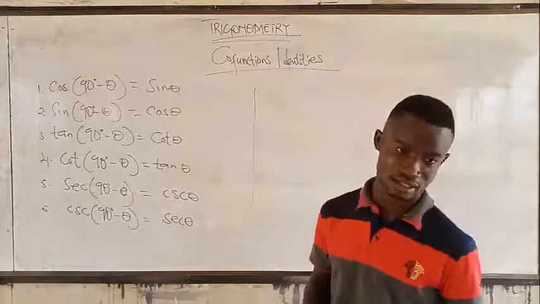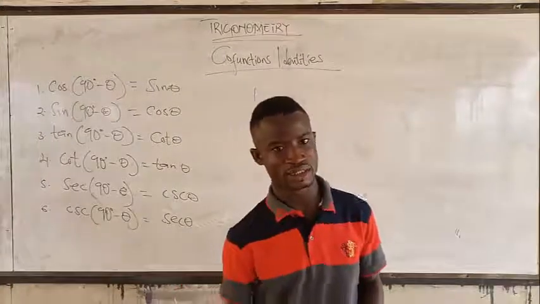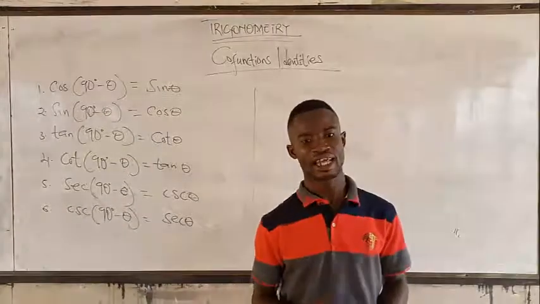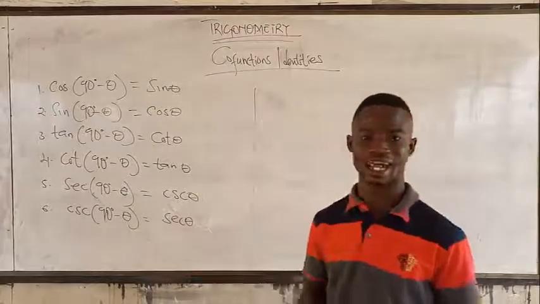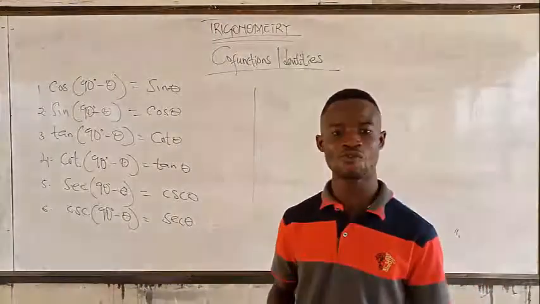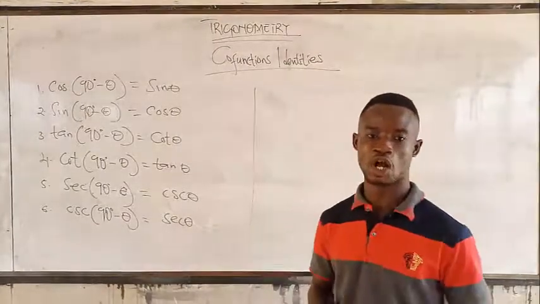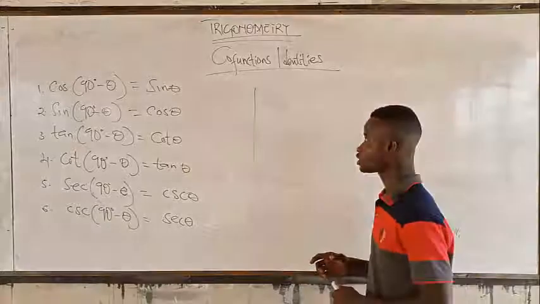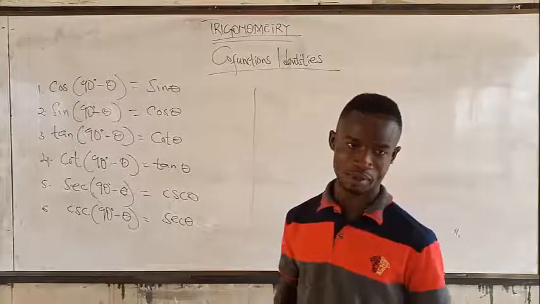In this video, we are going to look at co-function identities. You have to know that the trigonometric function of an acute angle is the same as the co-function of its complement.